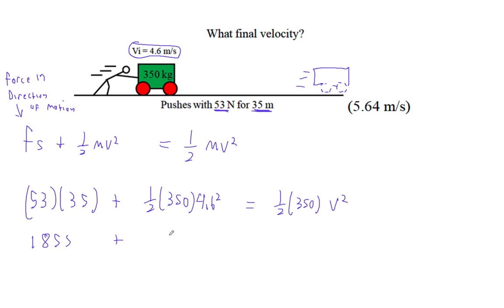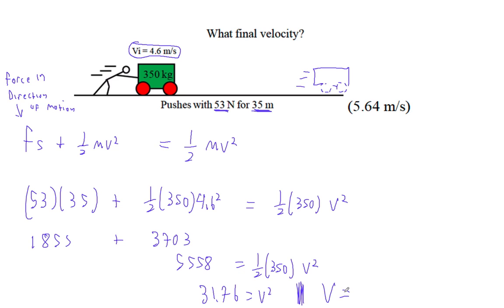That is 3703.5. So the whole left side here is 5558.5, which equals 1/2 350 v squared. So I'm going to take the number on my calculator, multiply by 2, divide by 350. And I get 31.76 is v squared, so v equals the square root of that, right? 5.6356, so 5.64 meters per second.